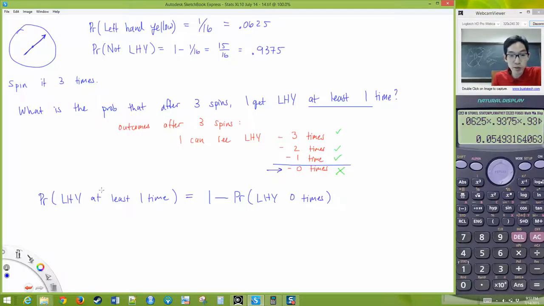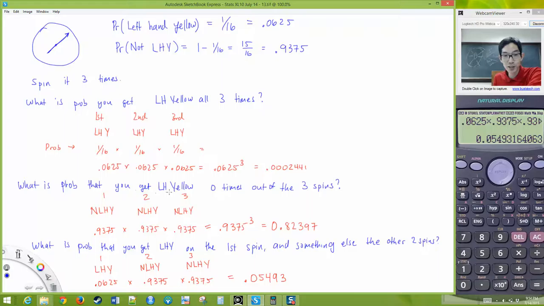And so, to get the probability of left-hand yellow at least one time, I just do 1 minus the probability of left-hand yellow 0 times. What is the probability of getting left-hand yellow 0 times? Did we already answer this? No, it's not 0. If you flip back, what is the probability that you get left-hand yellow 0 times out of the 3 spins? We are so quick to forget, aren't we? You have already answered this question, and we found the answer to be 0.82937.